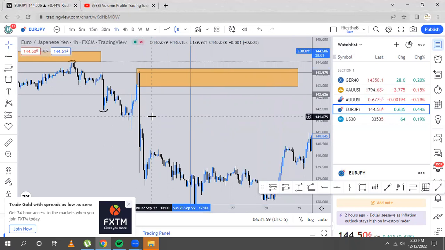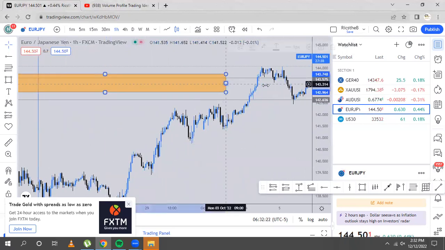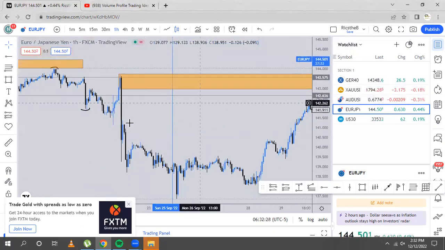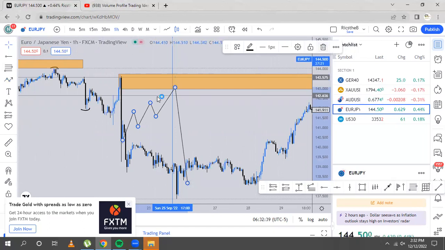You'll notice that supply and demand levels will tend to have crazy imbalances, and price will eventually fill out the imbalances and also tap into the supply areas. It doesn't have to be immediately, but price eventually has to. So this could have been an area of potential continuation, maybe seeing price come back, tap into the level, then keep on going down.